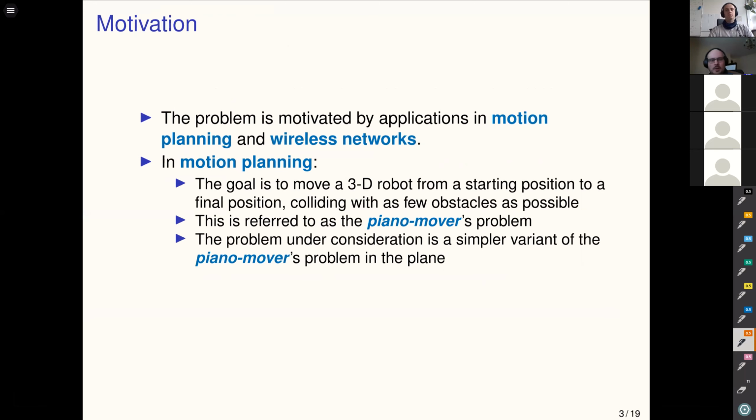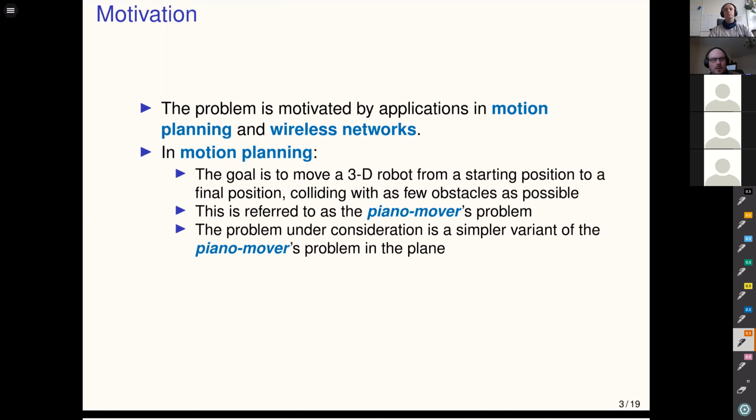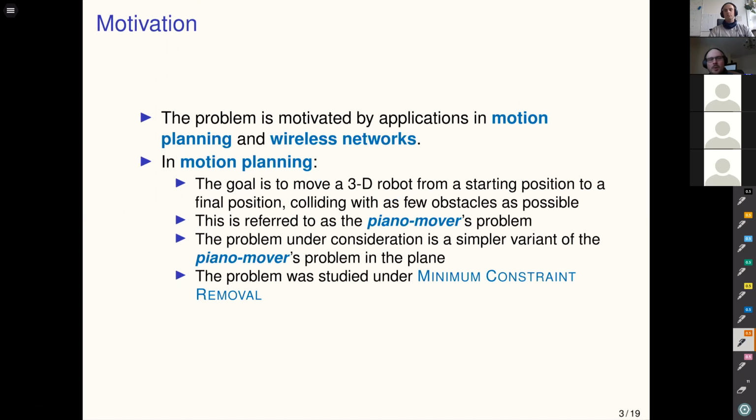But usually in the piano mover problem, we actually don't want to cross any obstacles, and here we are allowed to cross them a bit. And this problem in the motion planning setting was studied under the name minimum constraint removal.